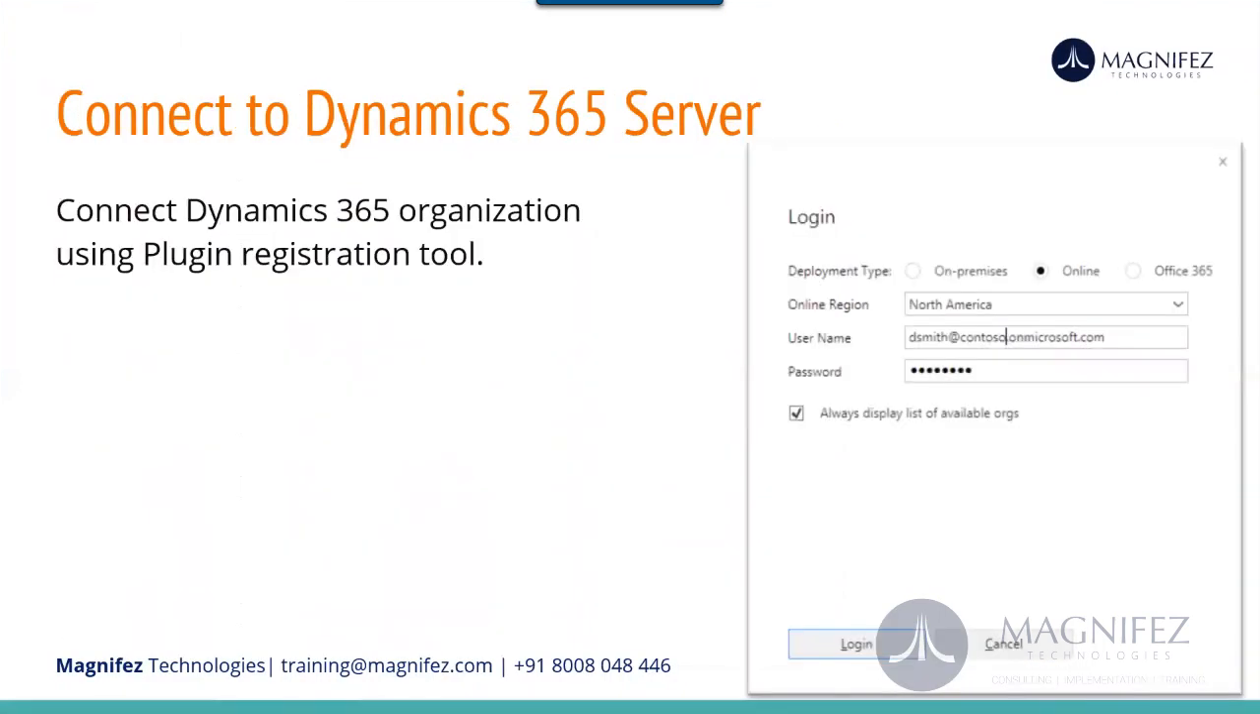When you are trying to connect your plugin registration tool, this is the option you get. You might have these options changed over here. Either you have to select on-premise if you are trying to connect the plugin registration tool with the on-premise version, or for online you have to connect Office 365. You have to select your online region, the data center on which your CRM account was created, if you are using online. I'll tell you an easy way to identify it. Second thing, you will just mention your username and password.